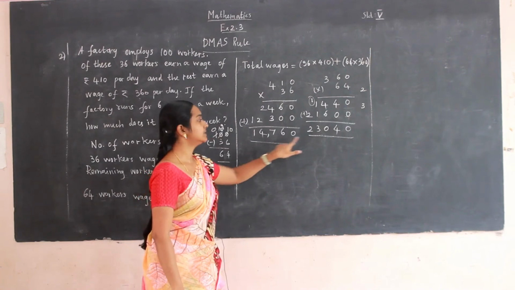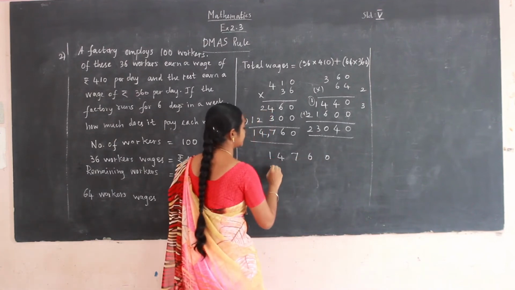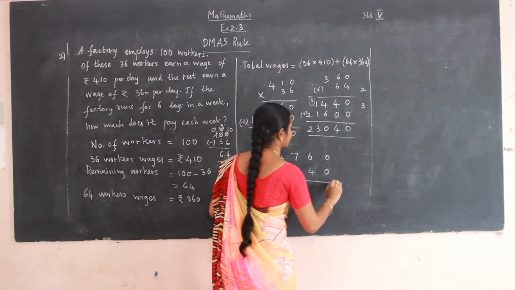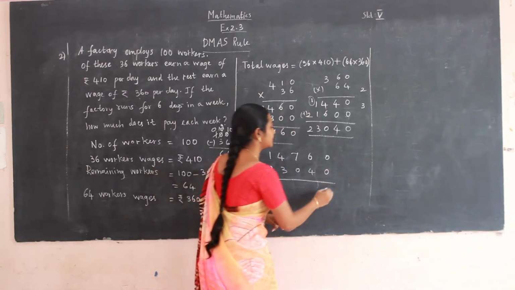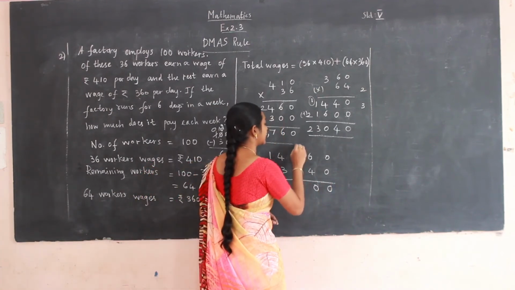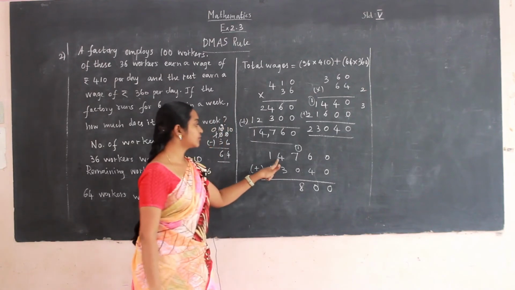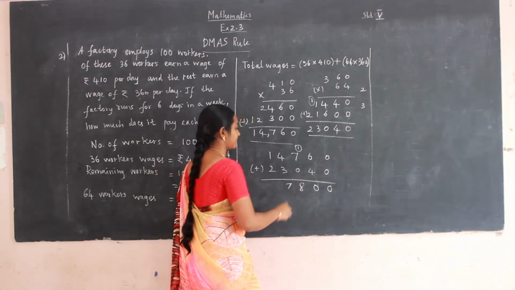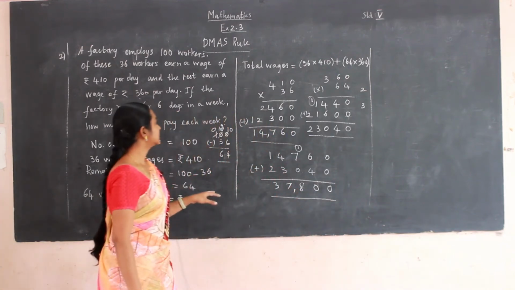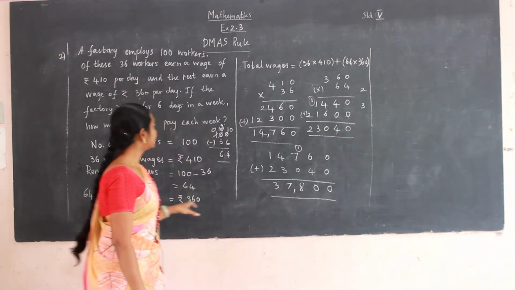Now we are going to add these two answers. 1, 4, 7, 6, 0 and 2, 3, 0, 4, 0. 0 plus 0 is 0. 6 plus 4 is 10. So write 0 here and carry 1 to the next place. 7 plus 1 is 8. 4 plus 3 is 7. 2 plus 1 is 3. So the workers' wages is 37,800 for a day.